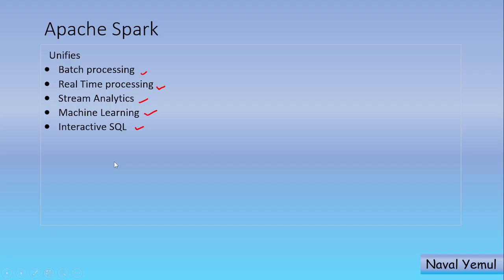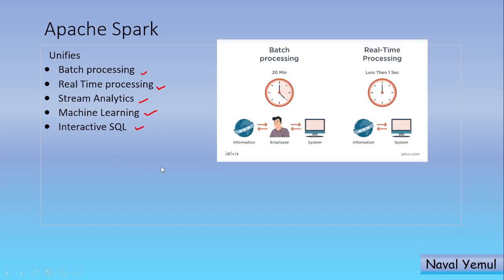Now let us look at the difference between batch processing and real-time processing. Just imagine, with this image you can see you have tons of information and you want to process it. You fetch the data, and there is an employee sitting here. You do some transformation, you fetch that data, and then you load it into a system. That basically takes some time, and we call it batch processing.